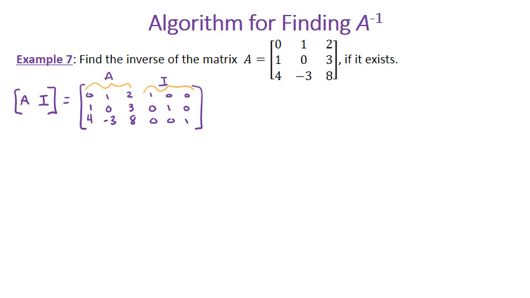And what I want to do is use elementary row operations and change this. So I want A I to become I A inverse. So again, like I said previously, I'm going to take this and try to get it to be the identity matrix. All right, let's get started. Let's do some row operations. So here, remember I want this first term to be 1. Well, I can get that by interchanging row 1 and row 2.